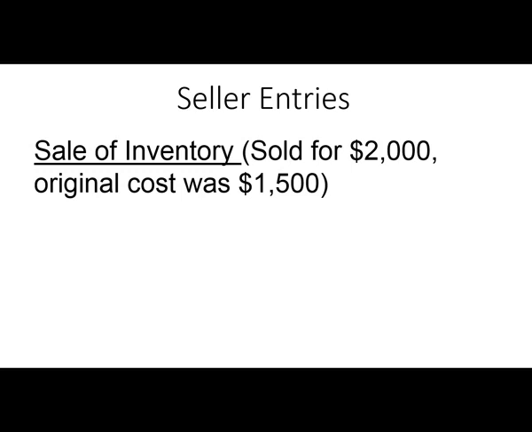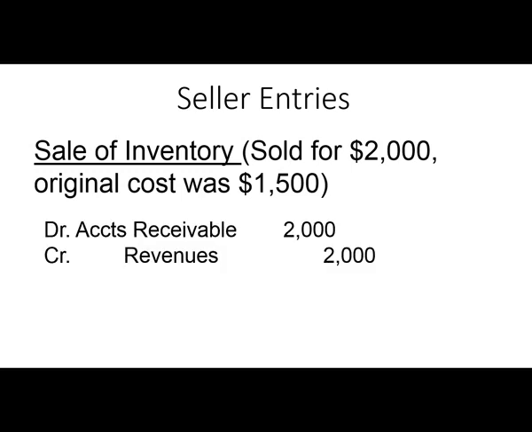So we've bought some inventory. We're selling the inventory for $2,000 and it originally cost us $1,500. And so our entry is going to have to account for both of those things. Here's the first part of the entry. The first part is pretty self-explanatory, something you probably would have guessed from Chapter 2, which is we're going to debit accounts receivable or cash and credit revenues $2,000. That's accounted for by the sales price of what we're selling.